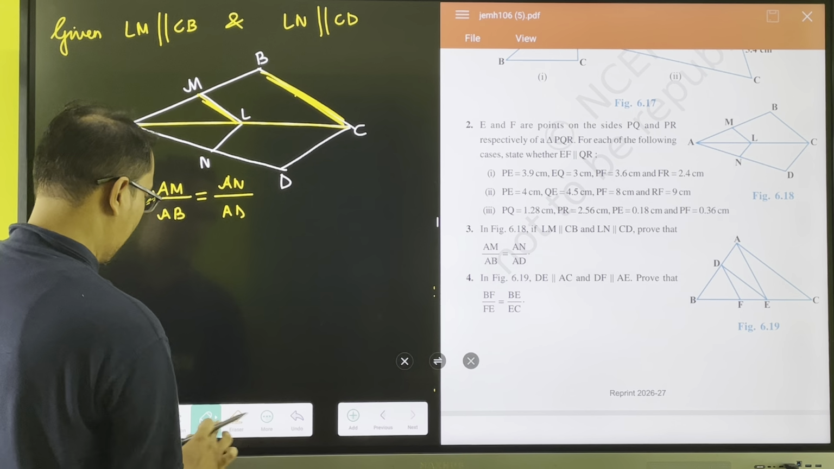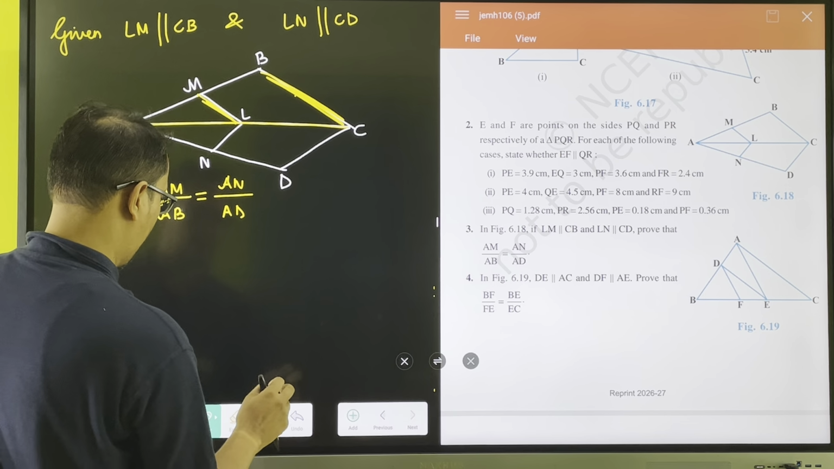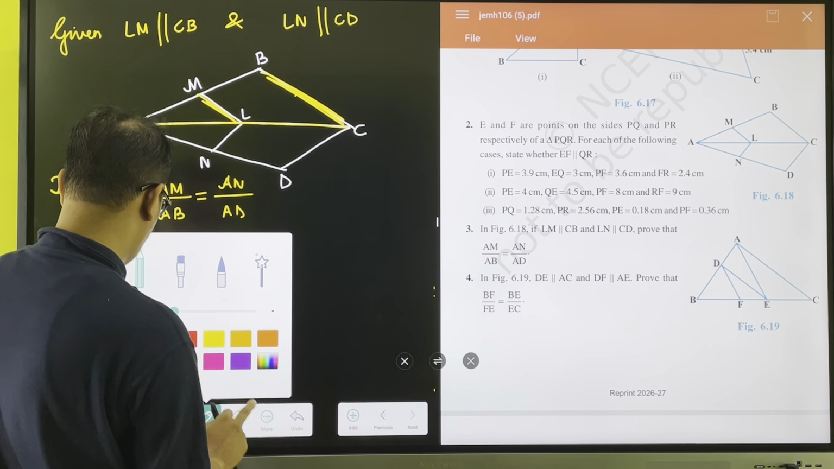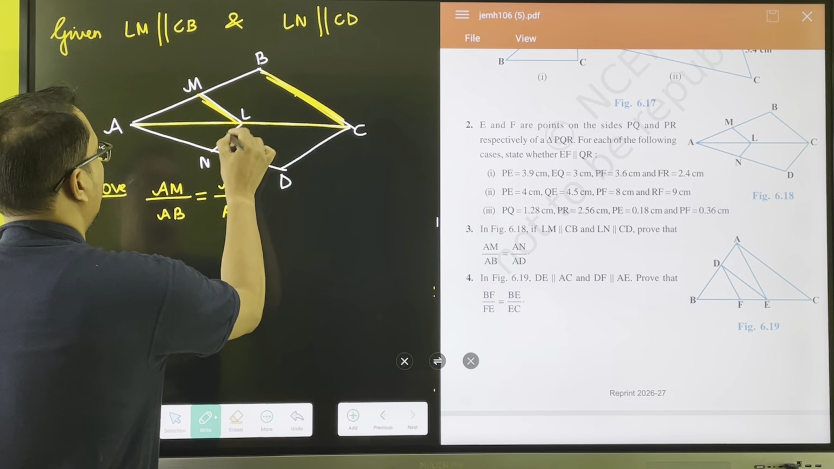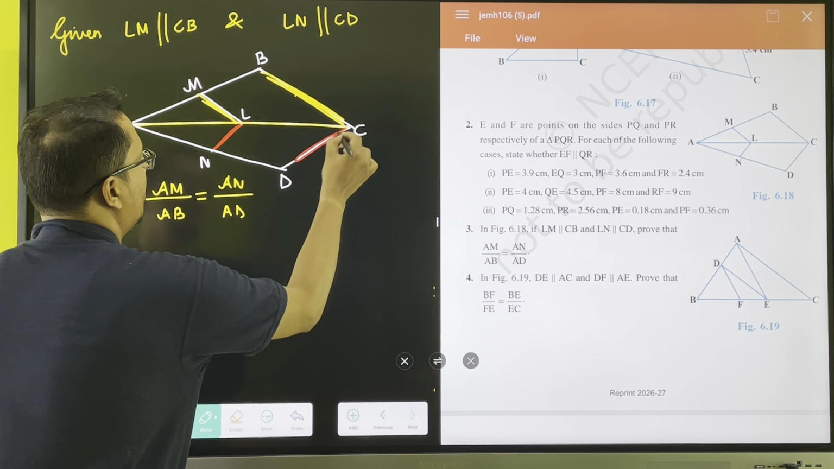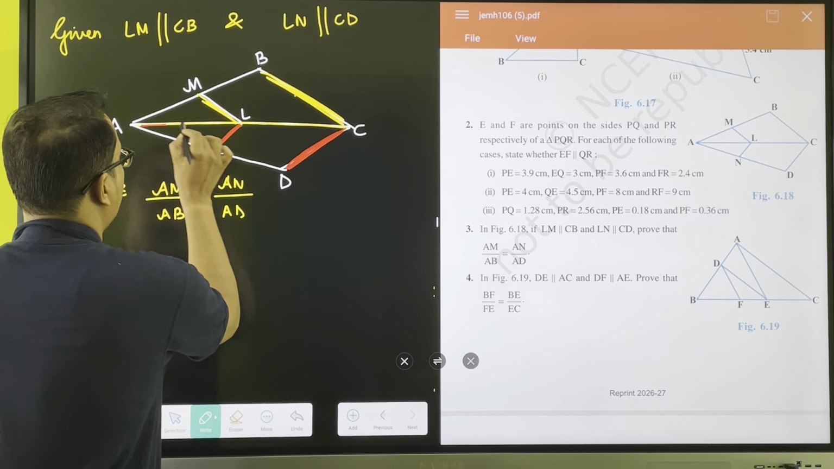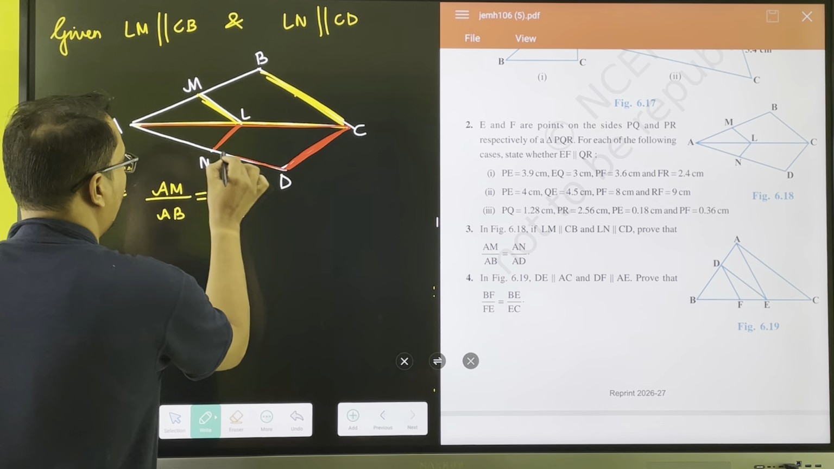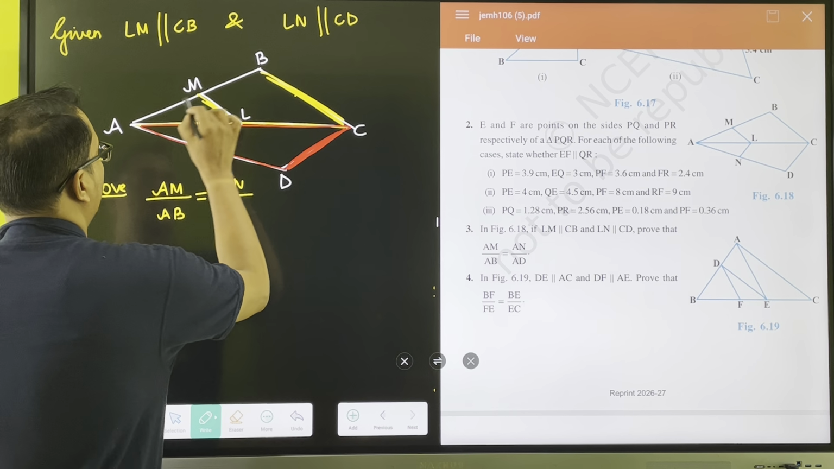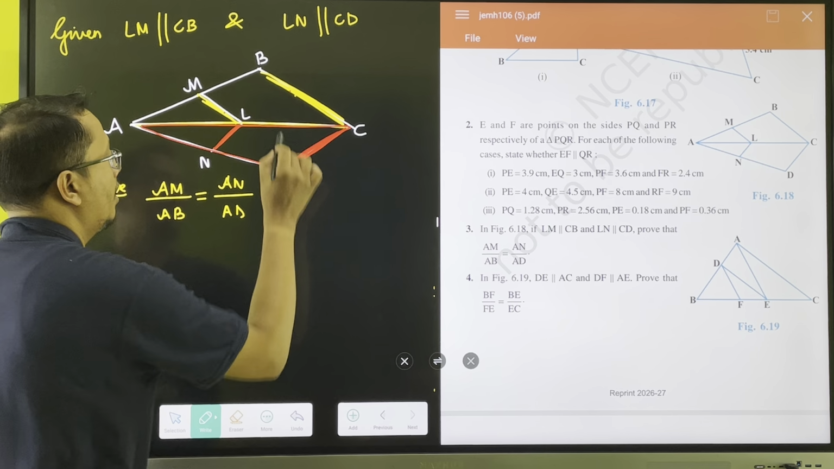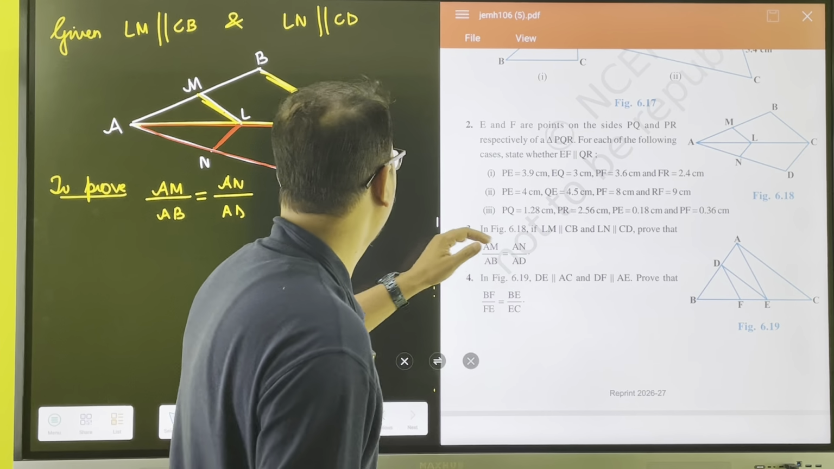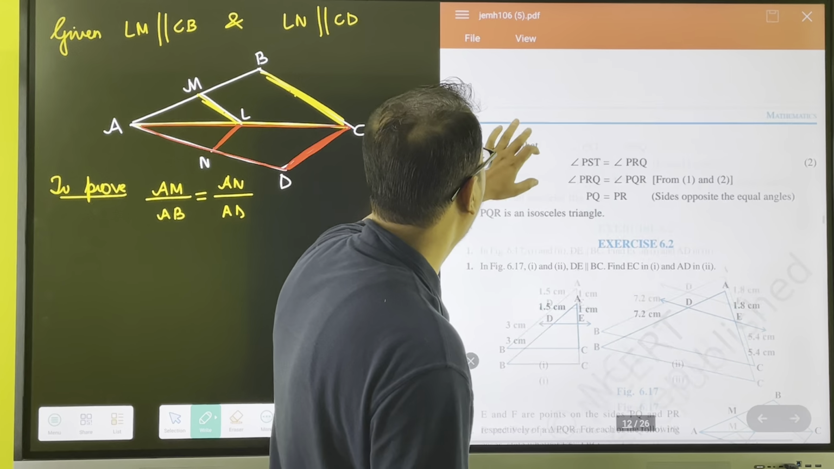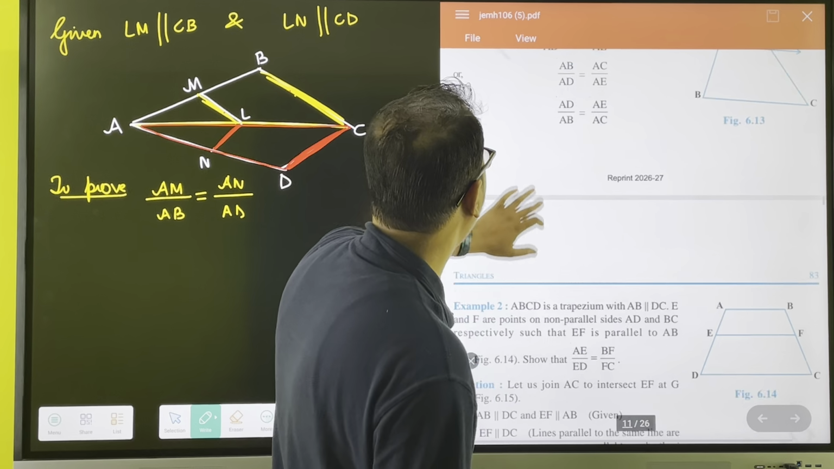This line is parallel with this, and we have got this triangle. This is a triangle, and this is a triangle. This is parallel with this. So we have got triangles and we have got parallel lines. So let us move with the theorem that we have studied before.